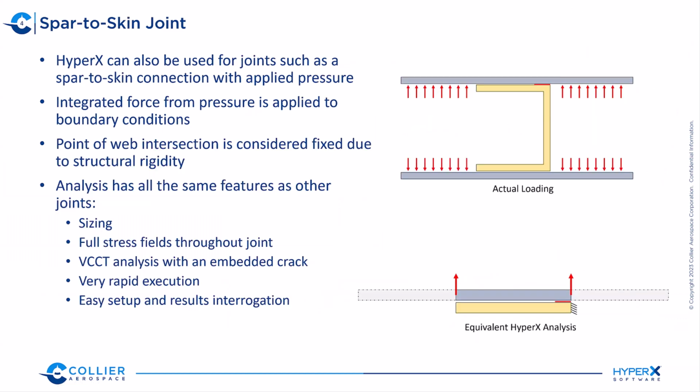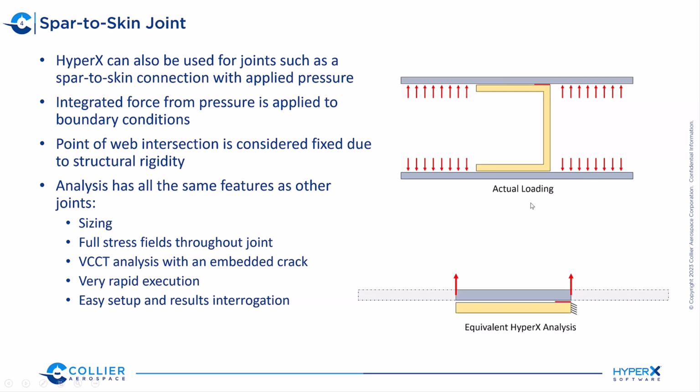So more specifically for a spar to skin joint and what that might look like, we have an example here on the right of a C-channel spar bonded to skins where there's internal pressure trying to push those skins away, and perhaps an internally embedded crack in the bond line. And so we can do this analysis in HyperX, and we would basically integrate that pressure and come up with equivalent boundary conditions to apply to the HyperX analysis.